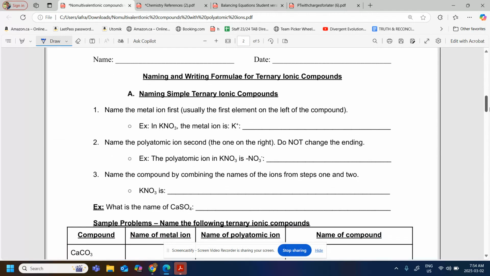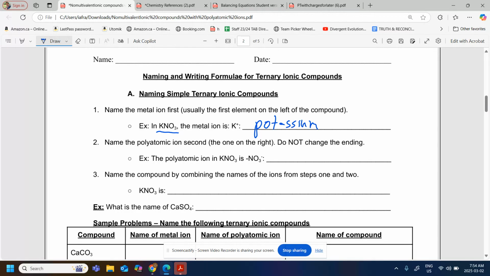So if we take a look here, we're going to name this one. We're going to start off with the naming. We're going to have KNO3. We're going to have to name that. So ternary compounds are pretty straightforward to name. All you have to do is name the first element. So in this case, the K is potassium.